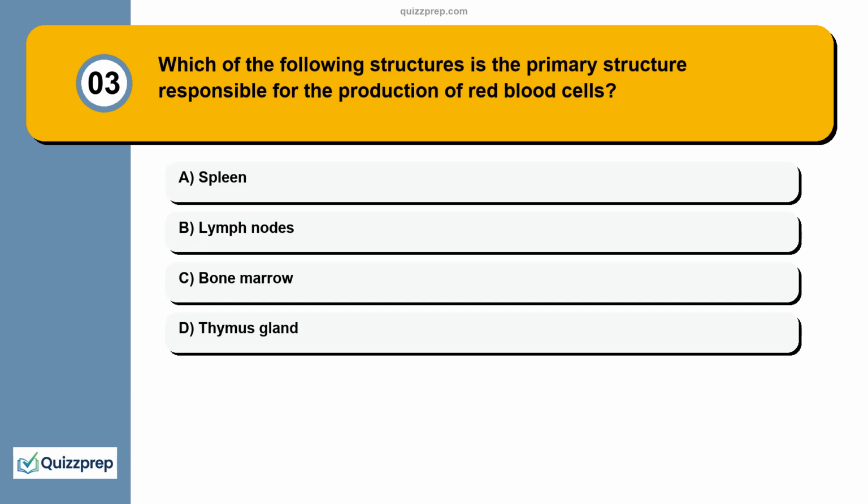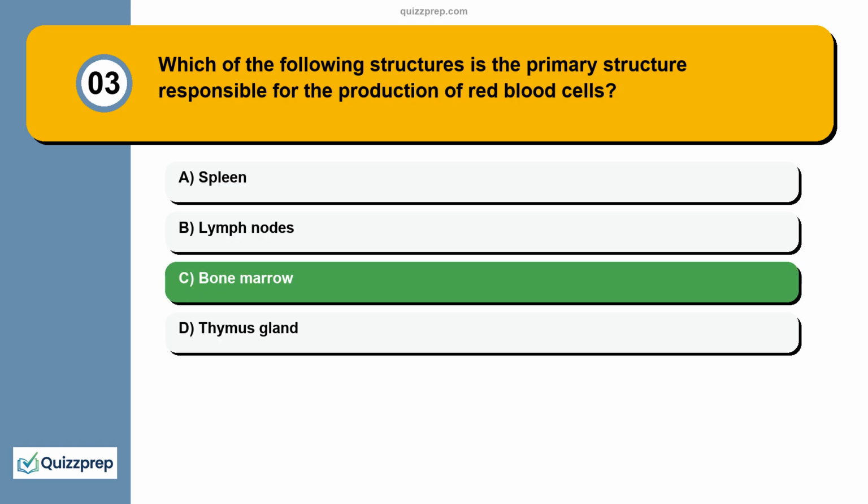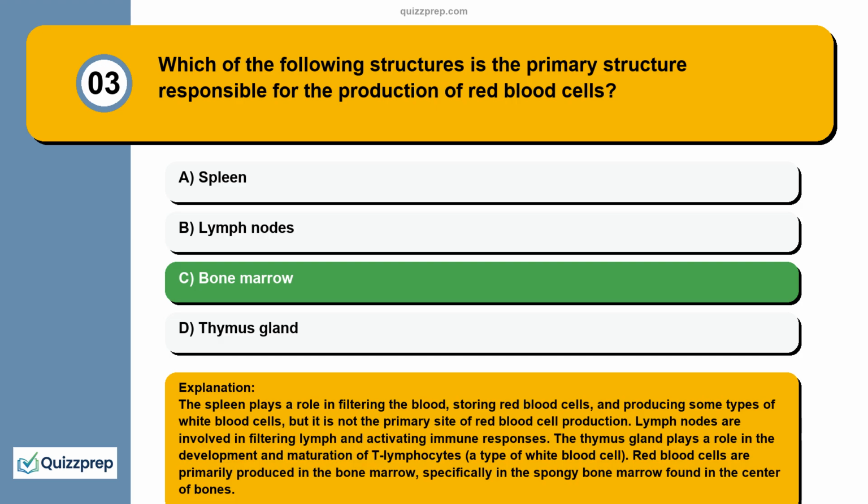Question 3. Which of the following structures is the primary structure responsible for the production of red blood cells? Spleen, lymph nodes, bone marrow, thymus gland. The spleen plays a role in filtering the blood, storing red blood cells, and producing some types of white blood cells, but it is not the primary site of red blood cell production.